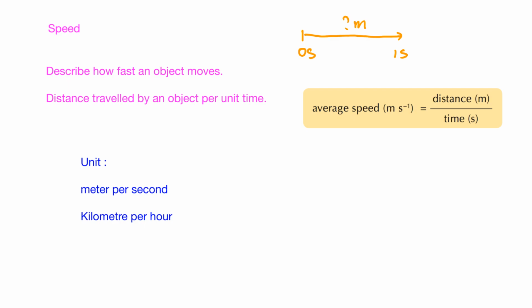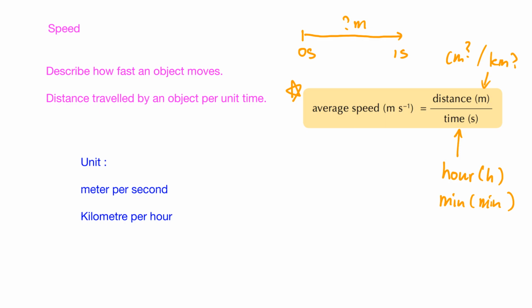For average speed, we'll use this formula: distance over time. For distance, you may ask, can I use other units, for example kilometer or centimeter? Actually, both of them are all right, but in general we use meter as the unit. For time, you can choose from hour, which is H, or minute. Maybe I will just use MIN to represent this. So the unit will vary, depending on the unit that you're using to measure the time.